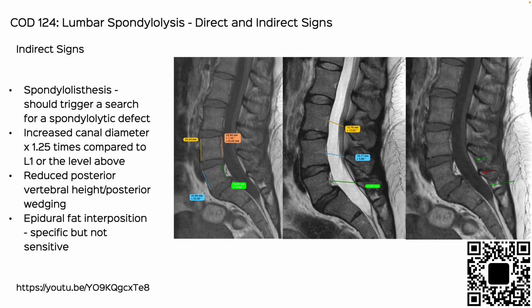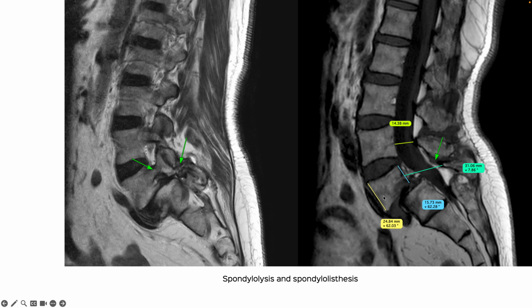Now, if you remember, I think last week, I did this direct and indirect signs where I just went through a bunch of the indirect signs, and I used a couple of MRs to run through this. And so if we look at this, all the signs are there. That's the direct sign of lysis. That's the foraminal stenosis. These are all the indirect signs.